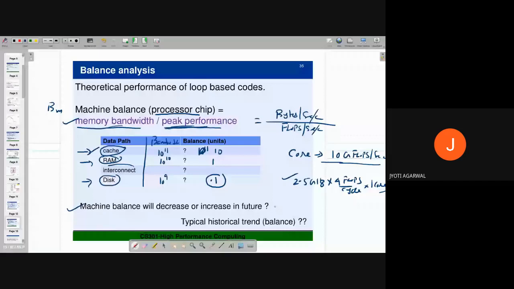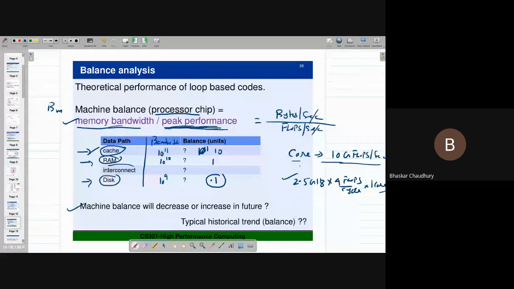And constant? No, it will not remain constant, because what is happening? Your peak performance is continuously increasing, because this peak performance is coming from your processor. So what is happening is that it will decrease. Your machine balance will keep on decreasing in future because you're introducing more and more cores.